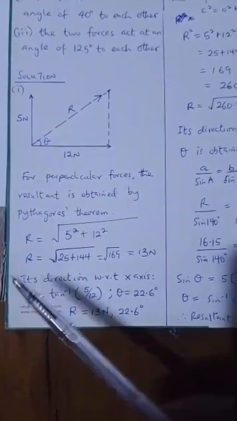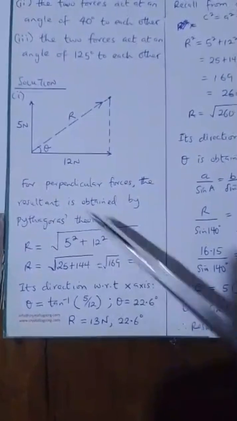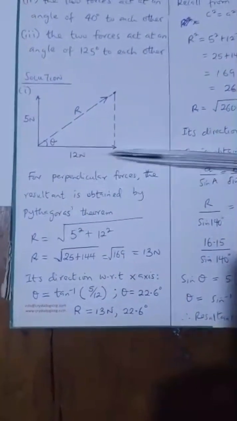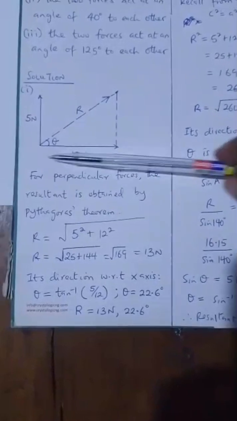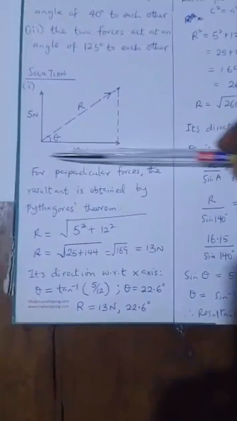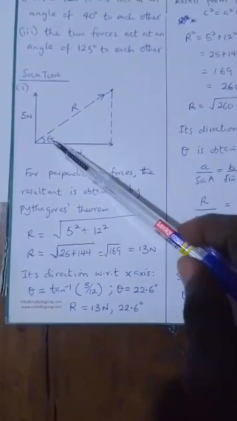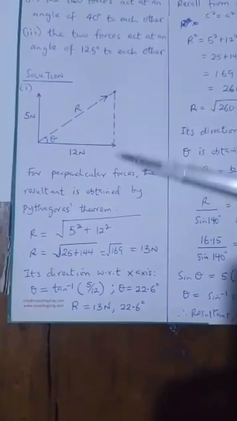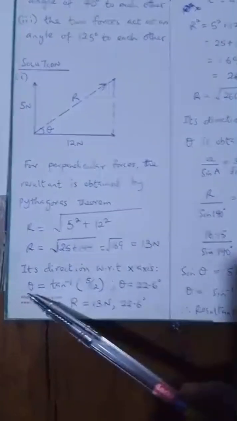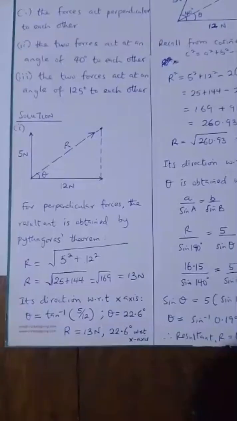But a vector must have both magnitude and direction. The direction of this resultant is taken with respect to the x-axis, that is the horizontal axis. So this theta is the angle between r and the 12 Newton force, or the horizontal x-axis. You can always use the value here and the value here. Those are the two values you are given, and tan theta will help us there. So the inverse tan of 5 over 12.